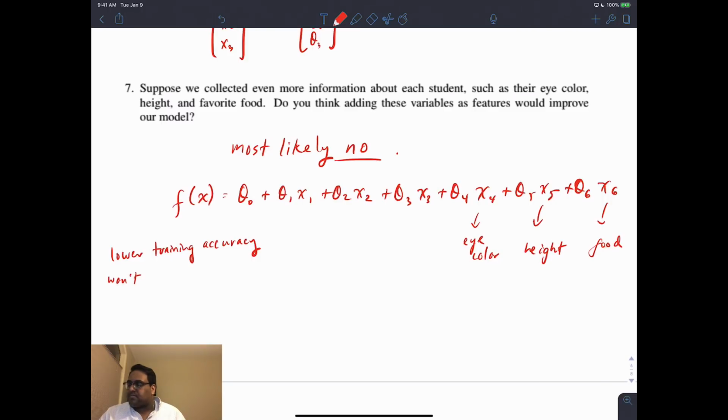So it won't generalize well. Okay, and the whole point of this question was just to get you thinking about the idea of selecting different features and feature engineering, and this whole idea of training accuracy versus test accuracy and bias variance. Okay, but we will expand upon these ideas much more significantly in future discussions and future lectures. Okay, but in terms of a concrete answer, do you think adding these variables as features would improve our model? Probably not. Okay, and I think that wraps up the discussion.